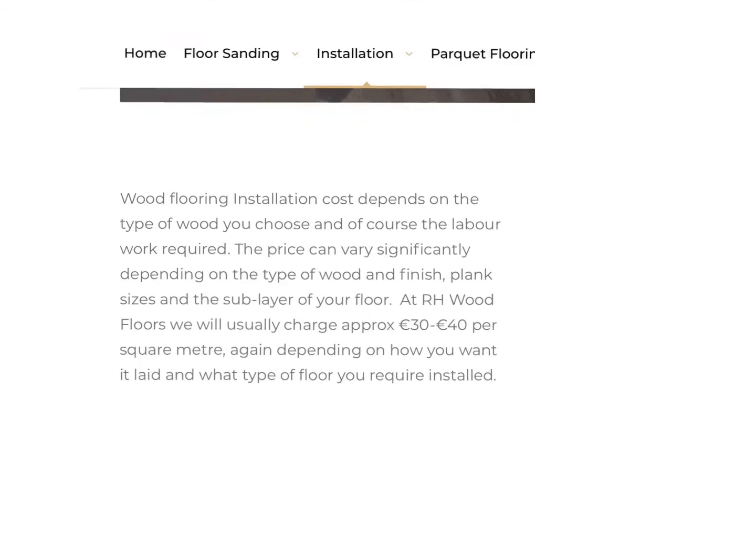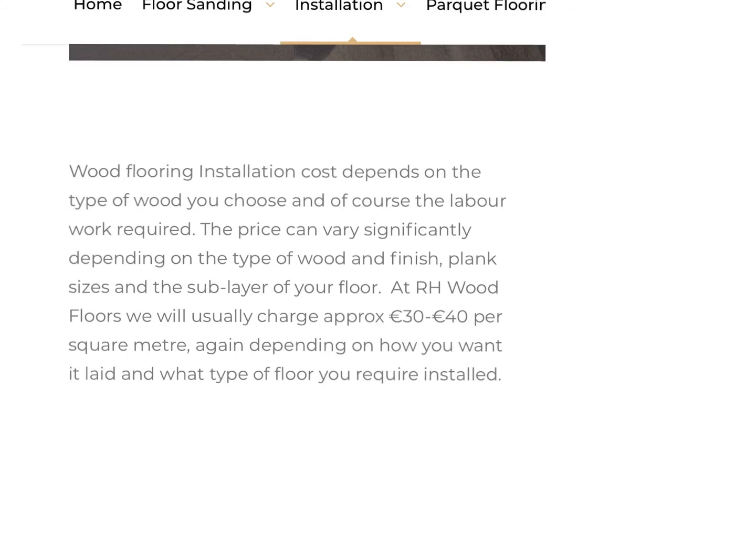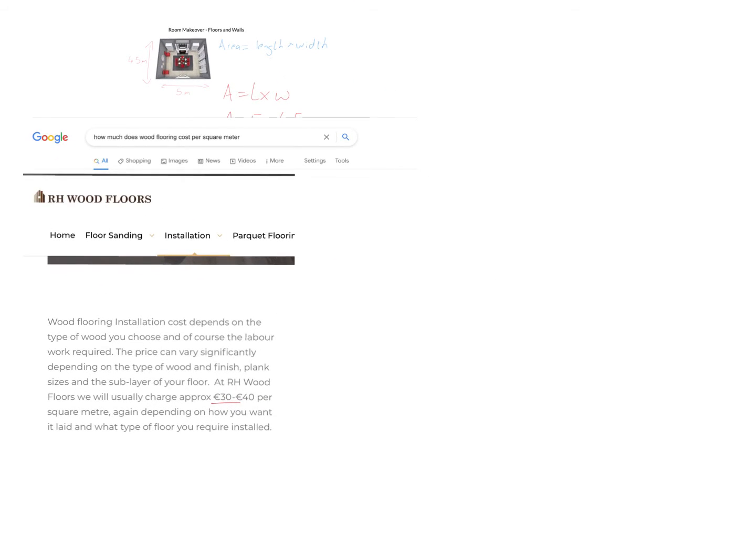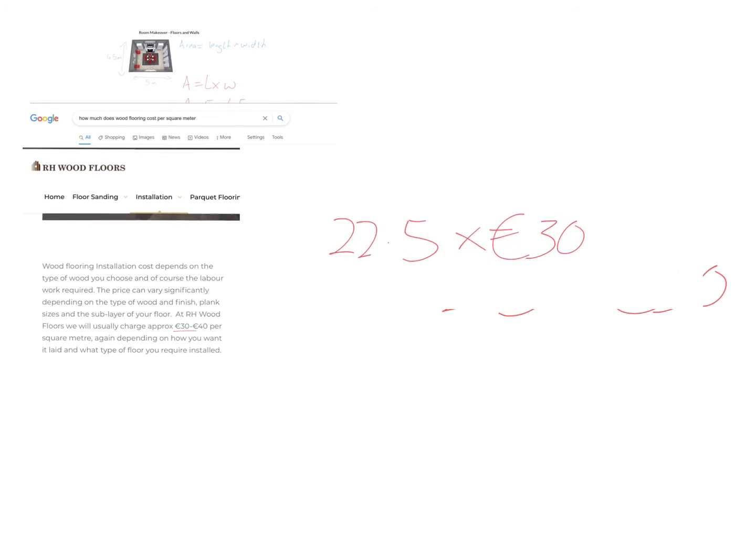So let's say we're going to go for the cheaper end of this and say it's about 30 euros per square meter. We already said that we have 22.5 square meters to cover. Each of those is going to cost 30 euro. So 22.5 times 30 euro gives us a total cost of 675 euros to cover that.